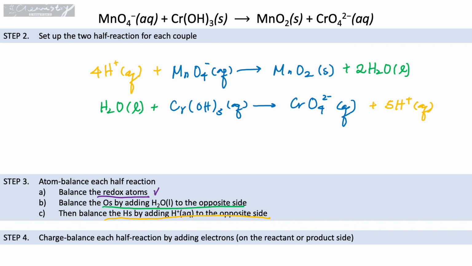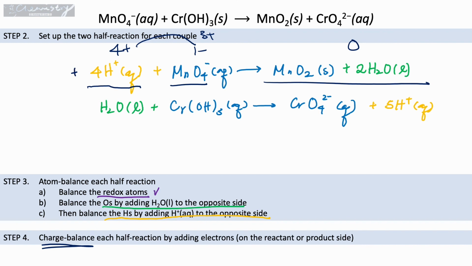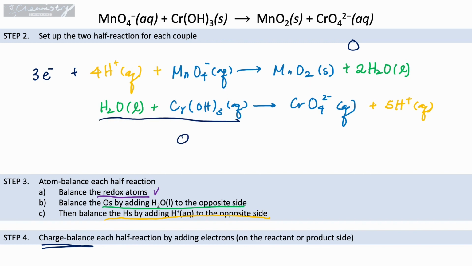And then in step 4, we are going to charge balance them. So we can see that this is 4 plus, this is 1 minus, so adding up that is 3 plus. And then that means that this side we have 0, so we need to add 3 electrons over here because 3 electrons is 3 negative. 3 negative and 3 plus, it's going to add up to 0, which is the same number on the right side. Same idea, down here it's 0, over here we have 2 minus, 5 plus, so that is 3 plus, and we're adding 3 electrons on the right side as a result, because that way we can make both sides charge 0.